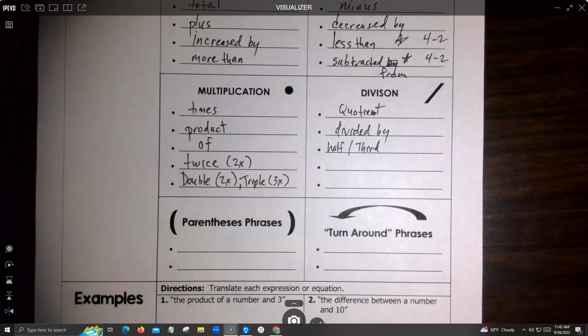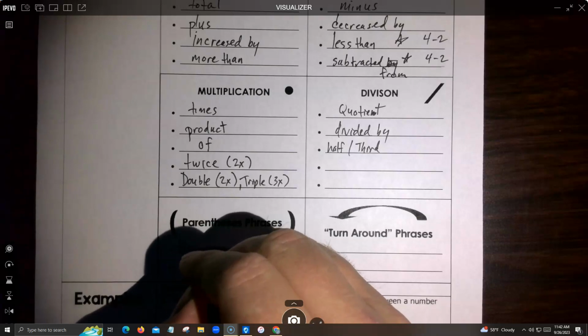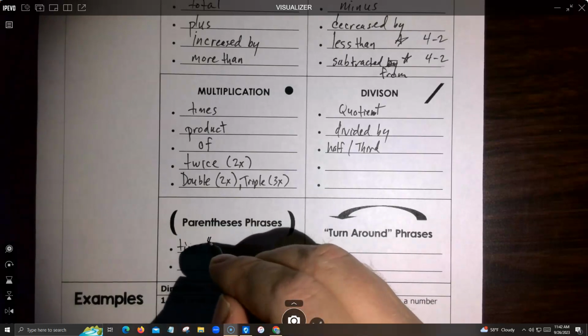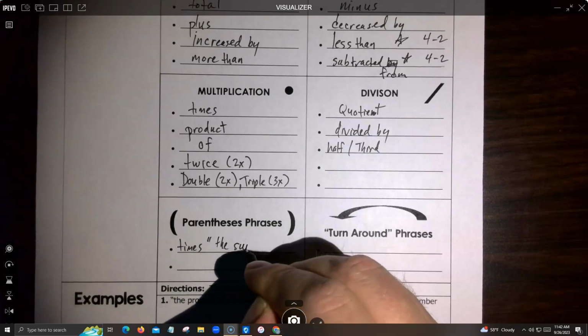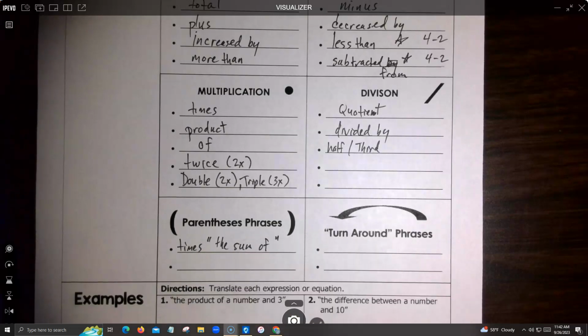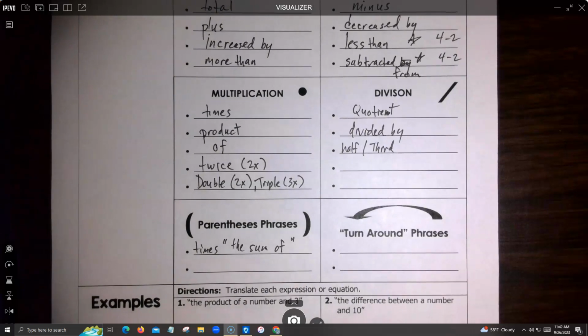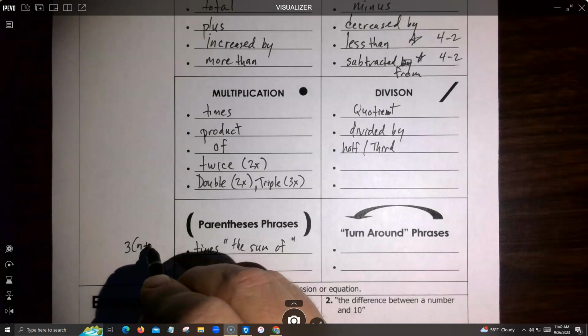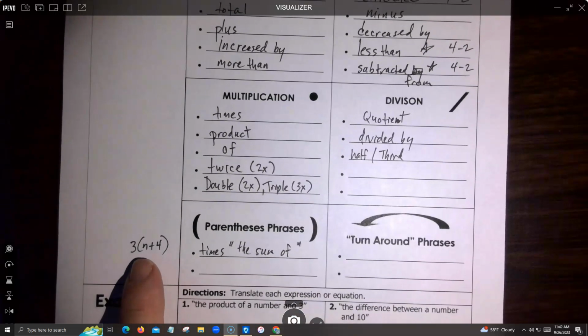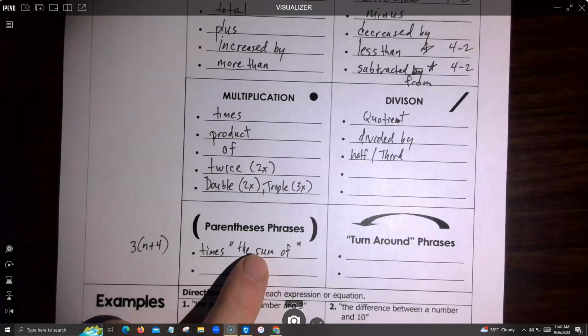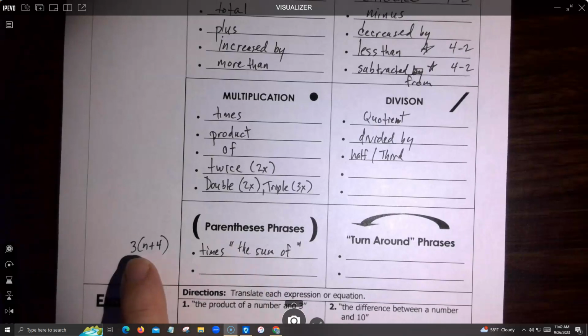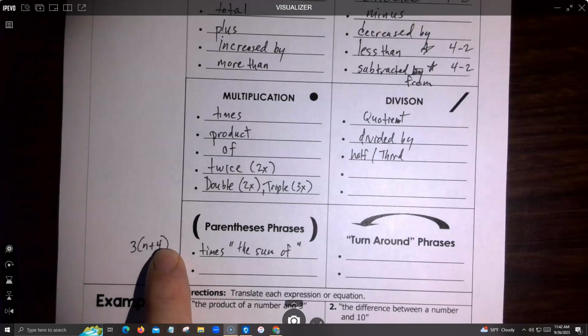So the next set are called parenthesis phrases. I'll write it down and then we'll discuss it. Okay, so the first one is times the sum of. Okay, this comes into play when you're using the distributive property. So for instance, let me write over here. Okay, here's an example of 3 times the sum of, and again, I don't have to say the word plus, I don't have to say added to or anything. Sum means addition. So the sum of, so this would be considered 3 times the sum of a number and 4. That's how you would read that.